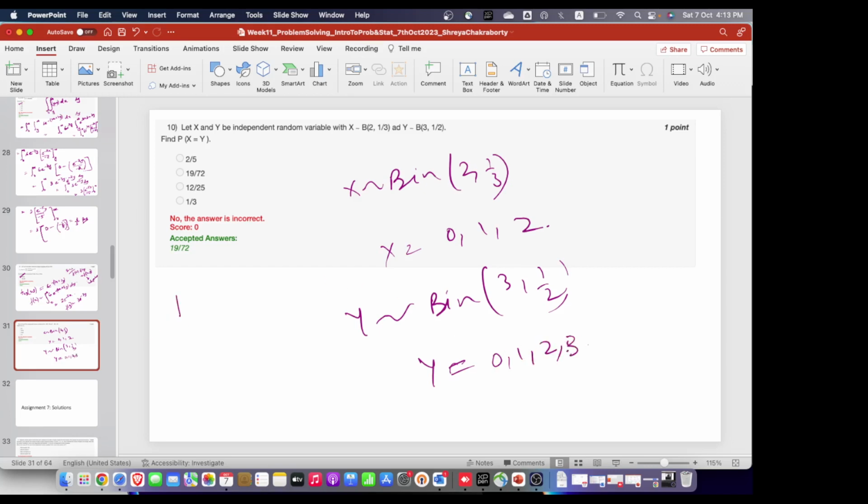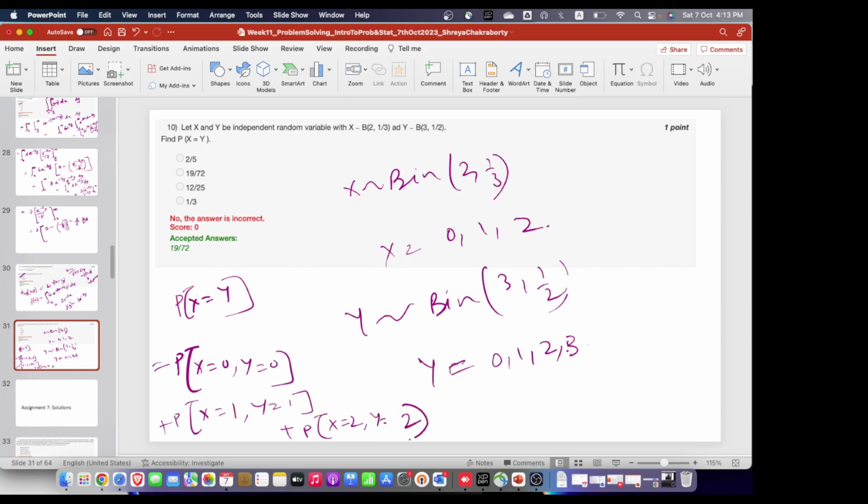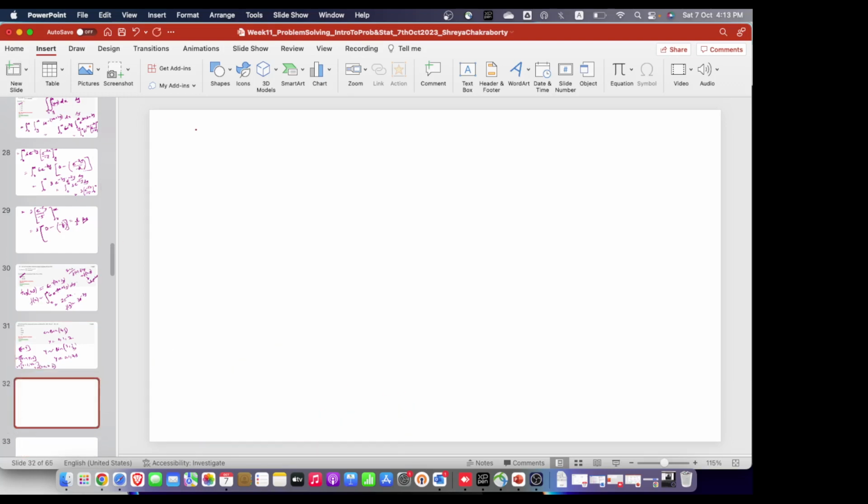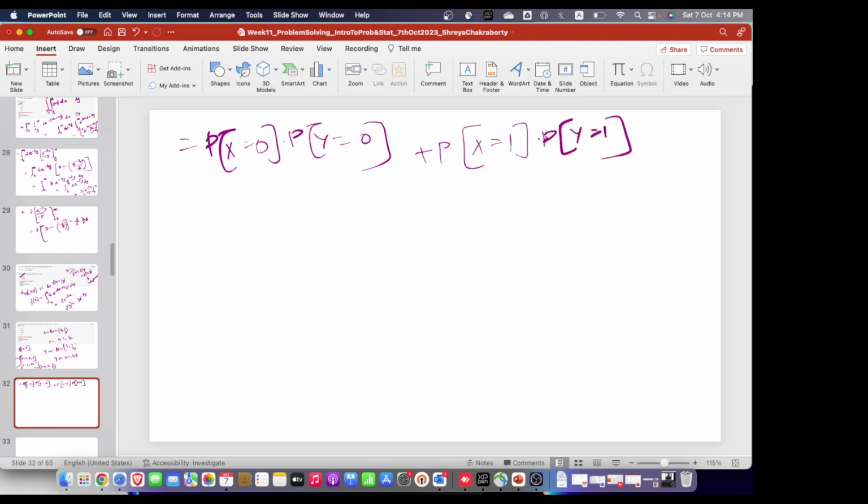Okay, so probability x equal to y is probability x equal to 0, y equal to 0, plus probability x equal to 1, y equal to 1, plus probability x equal to 2, y equal to 2. Now this one equals probability x equal to 0 into probability y equal to 0, since they are independent, plus probability x equal to 1 into probability y equal to 1, plus probability x equal to 2 into probability y equal to 2.